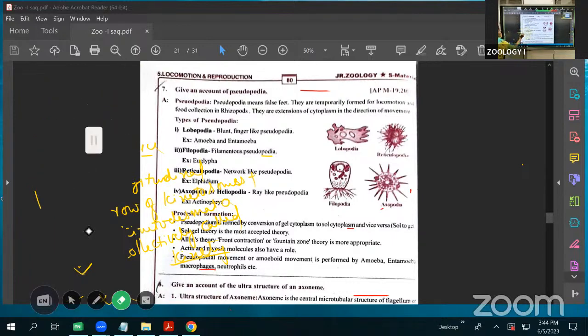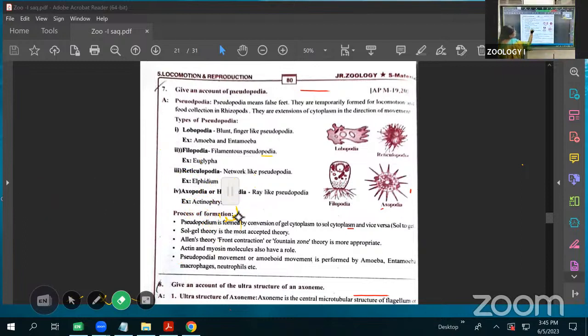Next, one more is there: the difference between the proter and opiste. This is also an important VSAQ. This one is the difference between the proter and opiste.